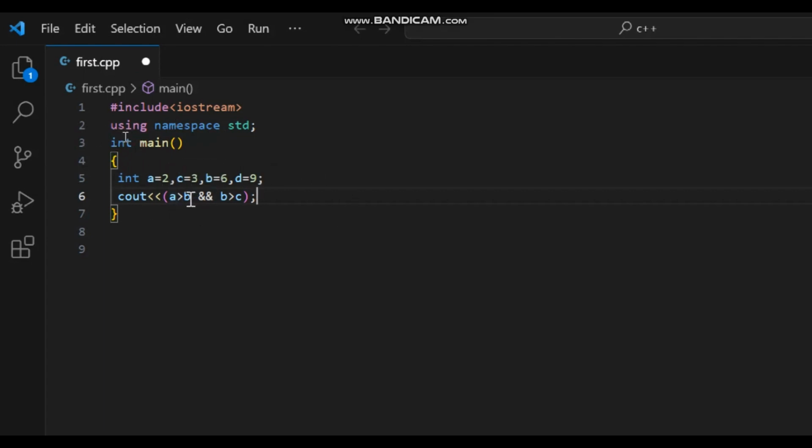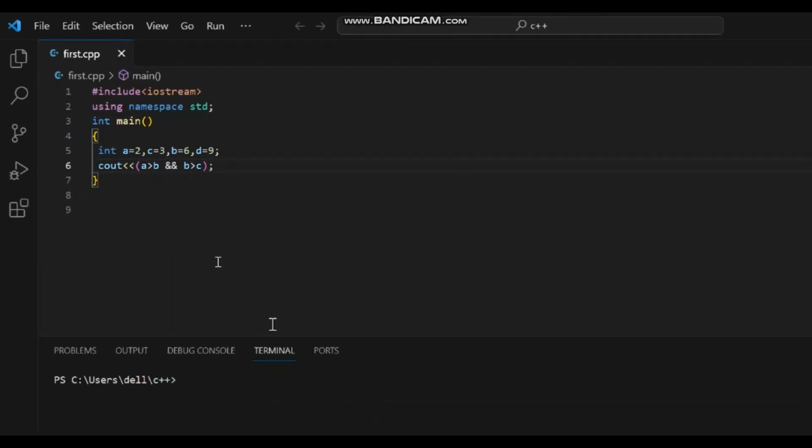A greater than B means 2 is greater than 3, the condition here is false. Here B greater than C means 6 is greater than 3. Here the second condition is correct, but the first condition is wrong. If one condition is wrong, the total condition is considered wrong, so it returns false. It returns 0 because the first condition is wrong.